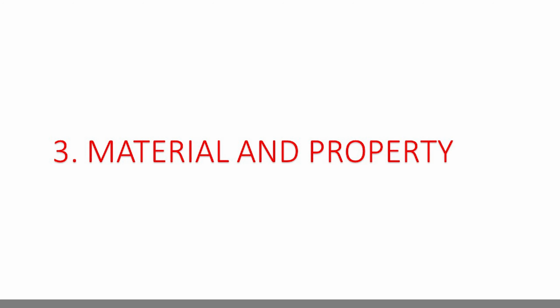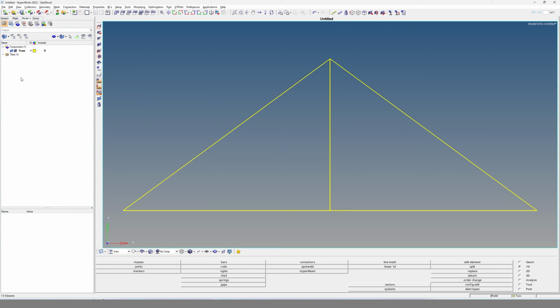Step 3. Material and properties. First, we create the material. This is a random material, and the material really does not matter in this case, as we are only seeking the reaction forces in the nodes. So the material is just not important. Anyway, we have to create it for the analysis.